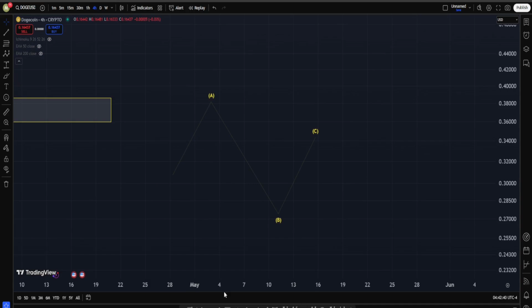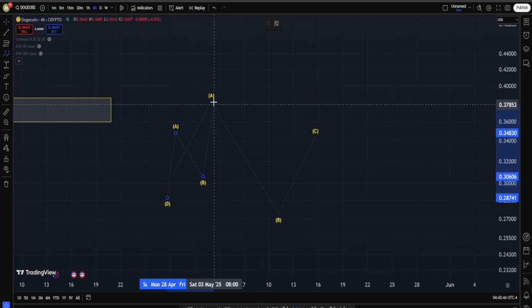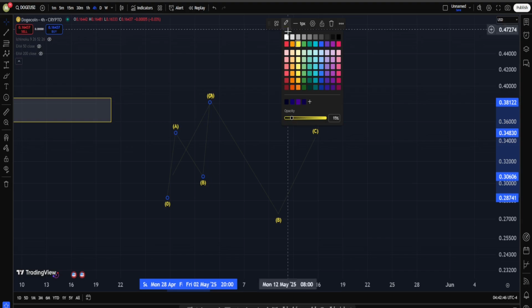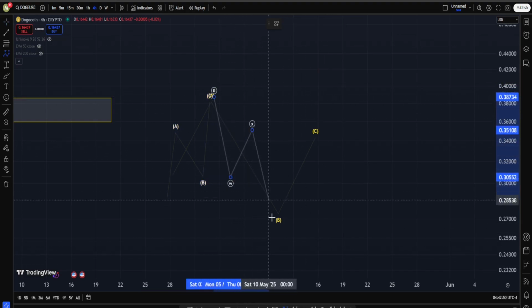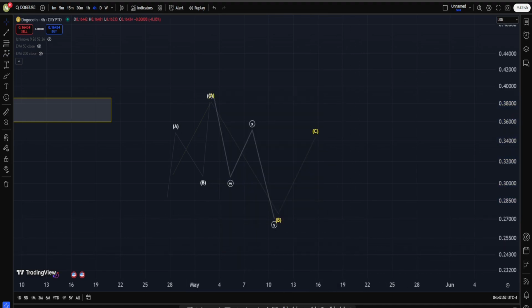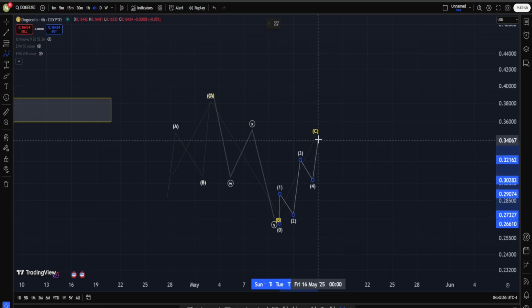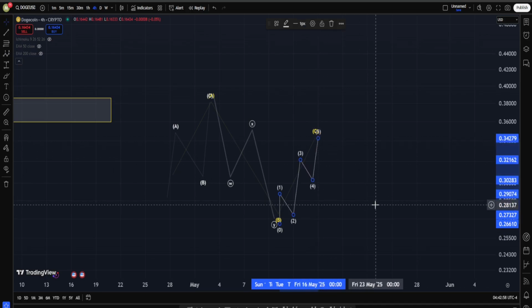Now for our sub waves, you probably know it if you are a regular viewer of the main channel. ABC up into A, ABC, or let's say WXY down, not really that important, into B, and a 1, 2, 3, 4, 5 wave impulsive structure up into wave C.